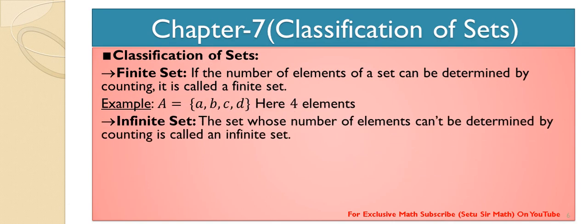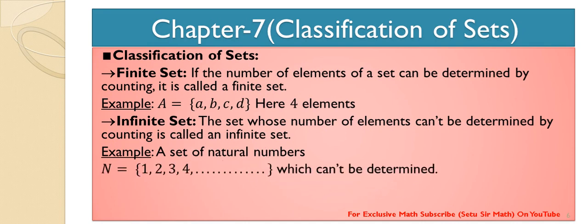An infinite set: the set whose number of elements can't be determined by counting is called an infinite set. You can see the set of natural numbers, N = {1, 2, 3, 4, ... up to 100, 1000, ...}. Every number is a natural number. We don't know the limit of these numbers, so it cannot be determined. That's why this set is an infinite set.